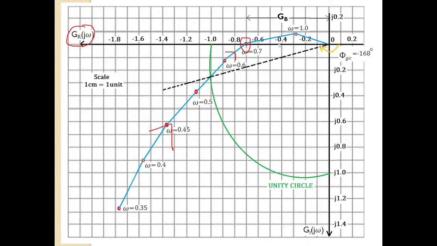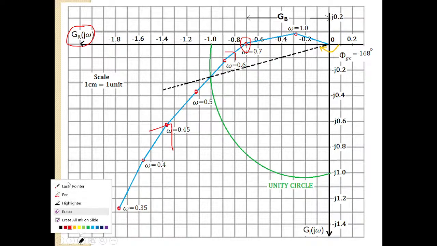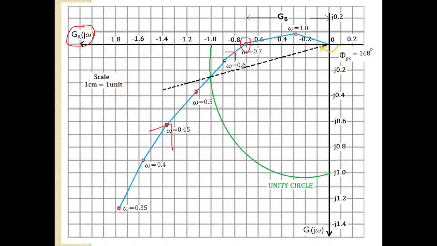What is GB? It is the length on the real axis where the plot intersects the real axis. So that is our GB. GB is from here up to this point. This is GB.